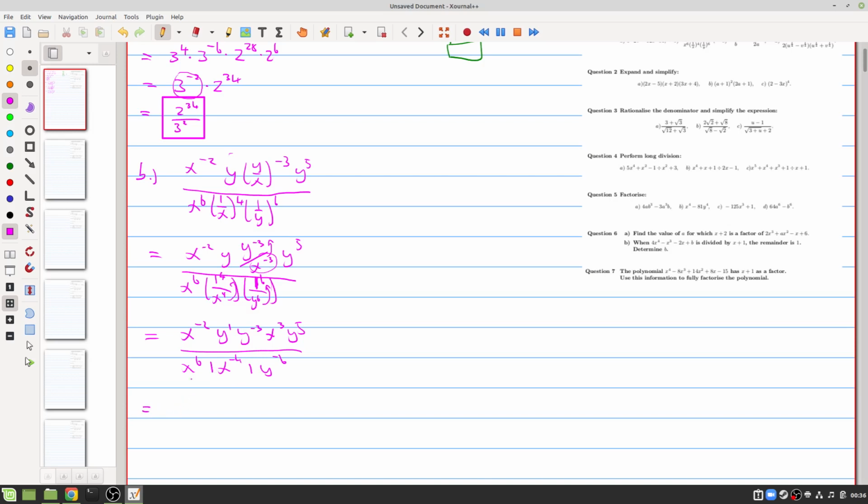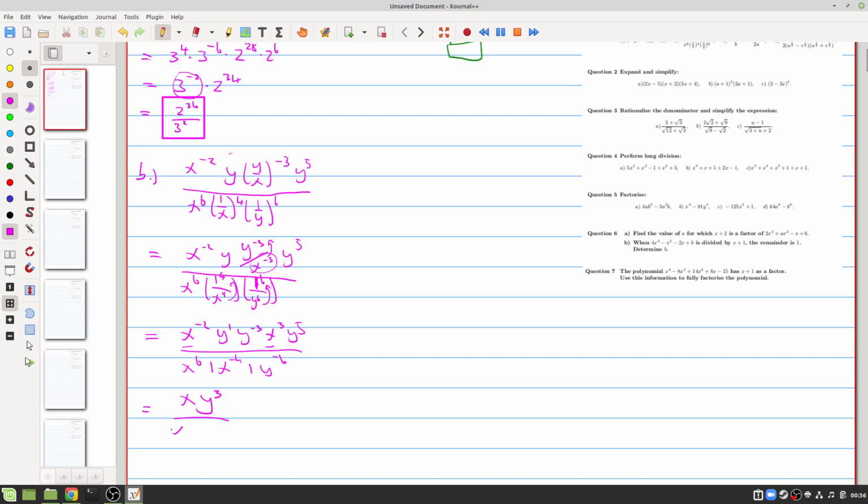Now, let's simplify the top. So we've got x's being multiplied. So it's negative 2 plus 3, right? The bases are the same, both are x's. And then we add the exponents. So negative 2 plus 3 is 1. So that's just x. And then we've got the y's at the top. So we've got 1 plus negative 3, which is negative 2. And negative 2 plus 5 is 3. Let me just rewrite that 3 so we can see it looks like a 3 actually.